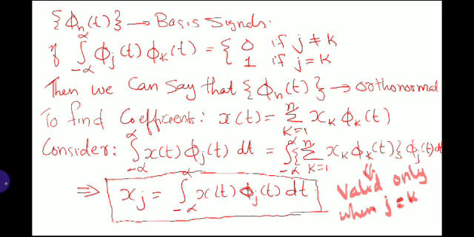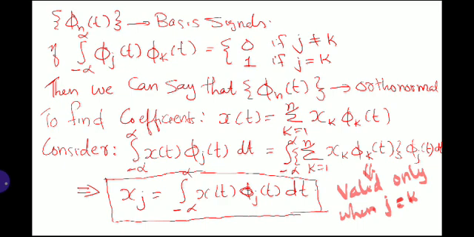So it is very clear that the RHS is valid only when j equal to k, because otherwise phi k of t into phi j of t is 0. It has value only when j is equal to k, and its value is 1. So RHS becomes xj. So we can write xj equal to integral minus infinity to infinity x of t into phi j of t dt. That is, the jth coefficient is equal to the projection of x of t along the direction specified by phi j of t.